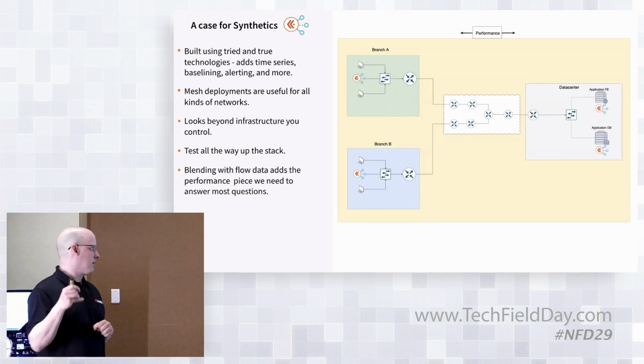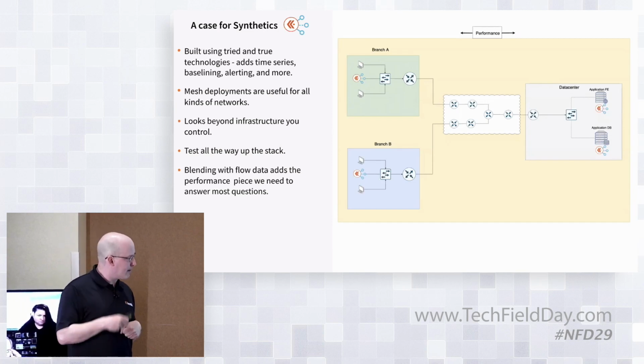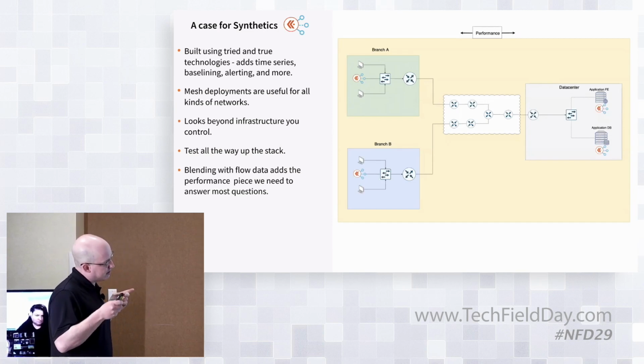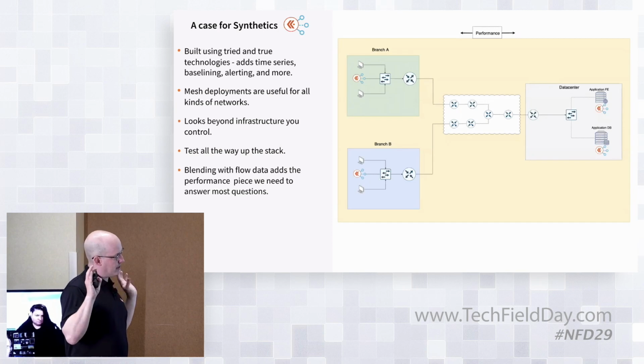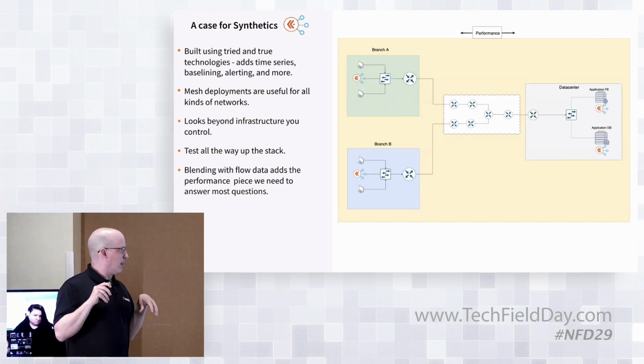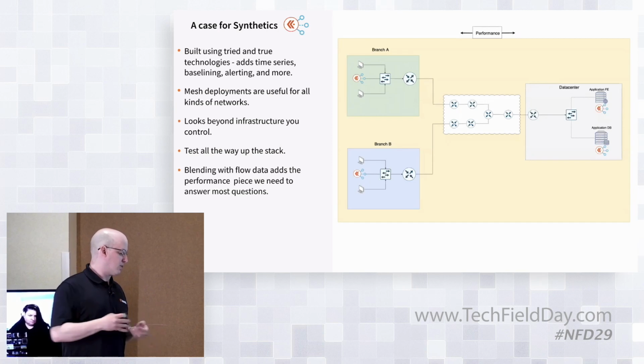And if we consider that we have NetFlow that we're collecting from everywhere, and then we go to each of the branches and deploy these synthetic agents, we can create what we'll call mesh tests, which I'll show in our example.